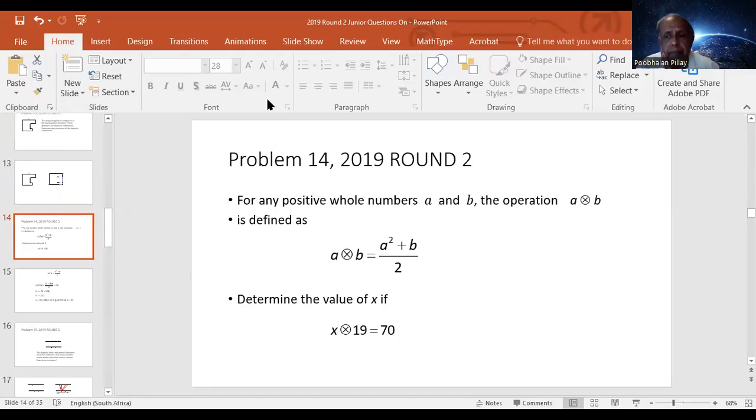Okay, the next problem says for any positive whole numbers A and B, the operation A, well, I don't know how you call this, we'll call it A cross B is defined as, and you got this thing here. And let's understand what you mean by this. These numbers A and B are positive whole numbers. They're positive, they're whole numbers. In other words, like 5 and 6 or something like that.